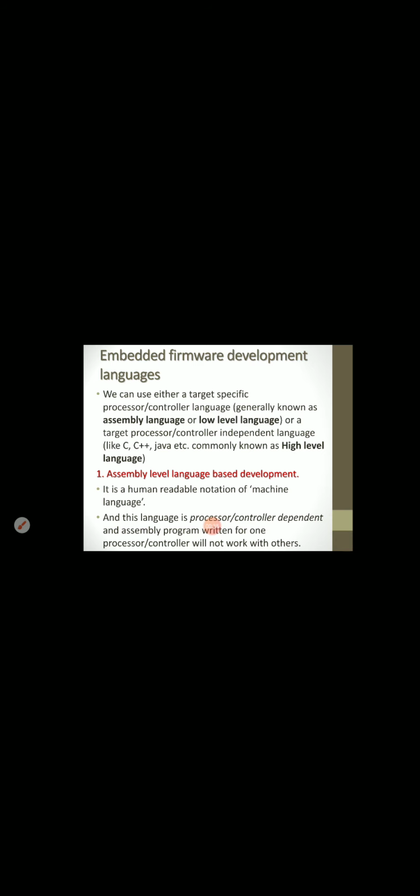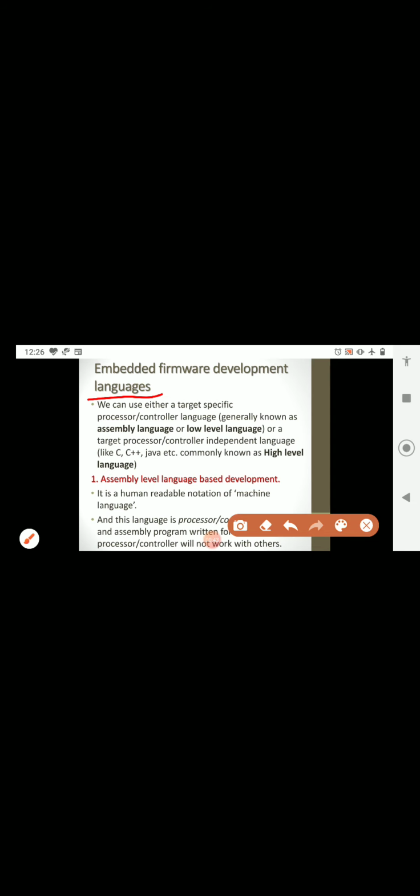So what are the languages we are going to use for the embedded firmware development? Which firmware? That is the firmware for the embedded system. Firmware here means the software you can think. That means we are going to develop the software part for your embedded system, and for that software part, what languages we are going to use, that is what we are going to see in this video.